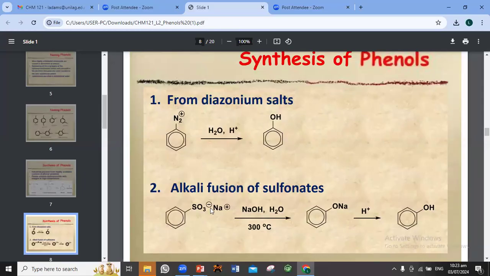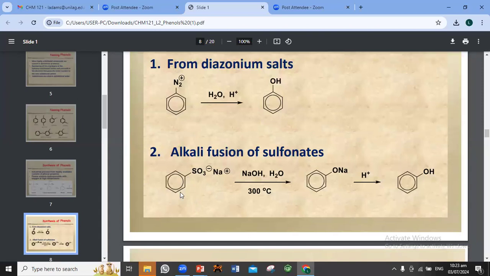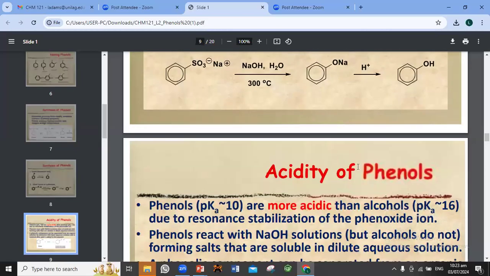Another method for preparing phenol is using benzene sulfonic acid. If you take benzene sulfonic acid, you subject it to sodium hydroxide, and at high temperature, you get the sulfonate. The sulfonate you can now hydrolyze. It will replace the ONa with OH. So this is another method for preparing phenol.